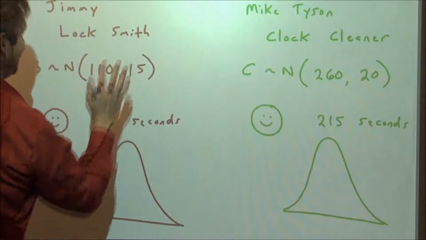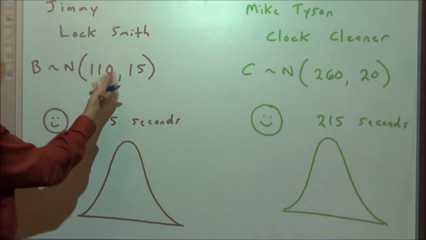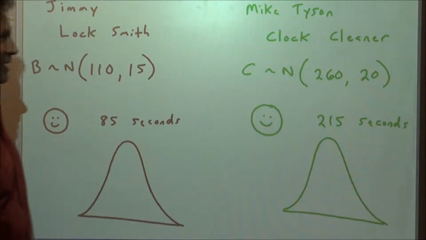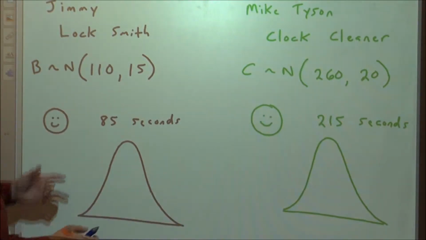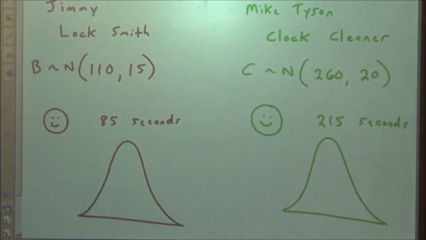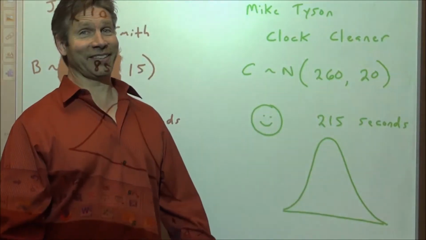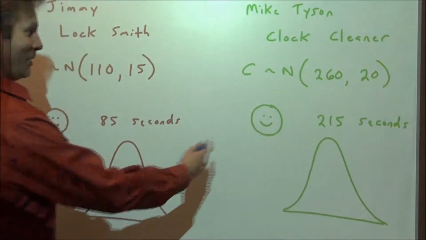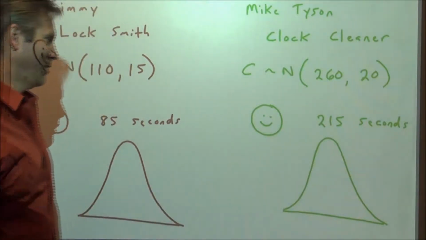Anyways, Jimmy, you want to see, well, how long does it take to jimmy the lock? Well, again, it's normal distribution with 110 seconds. So here's the deal. One day Jimmy says, whoa, this morning it took me 85 seconds to jimmy the lock. Tyson said it only took me 215 seconds to clean someone's clock. Well, who did a more extraordinary job in that particular situation?